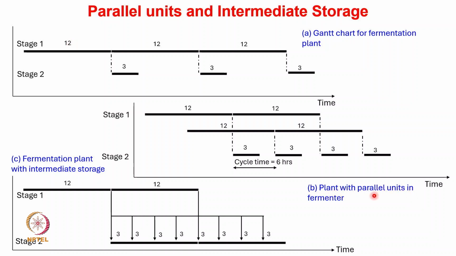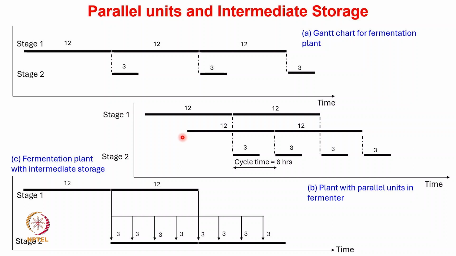Now let's say we have parallel units in the fermenter. If we have multiple units of stage 1, you can see that we can start batch 2 directly here. Batch 1 is still under process. Once batch 1 is completed, it goes to stage 2, but there is a parallel unit for stage 1 which can start batch 2 directly here. So you can see that we can complete batch 2 almost 50% before batch 1 is completed in stage 1. Once we have a parallel unit like this, you can see that my cycle time is reduced from 12 hours to 6 hours.